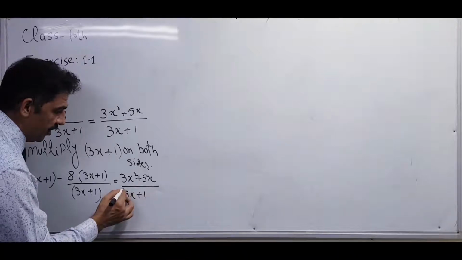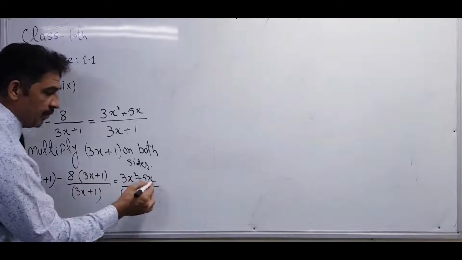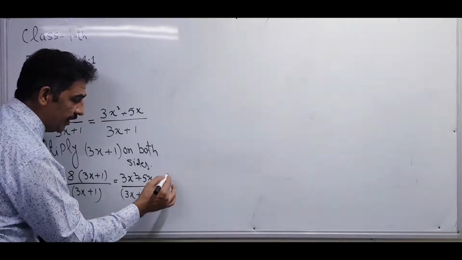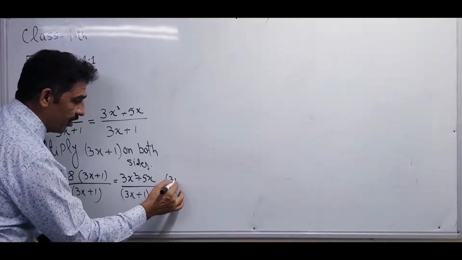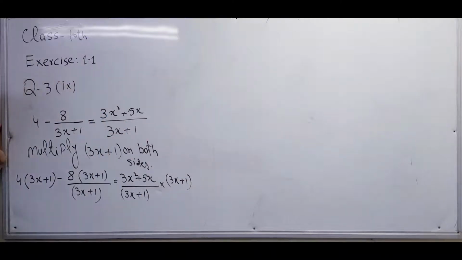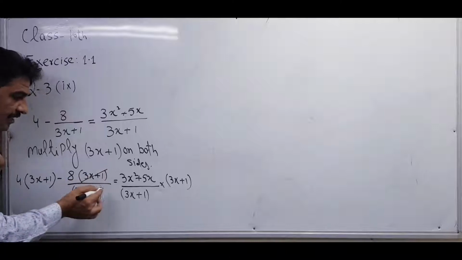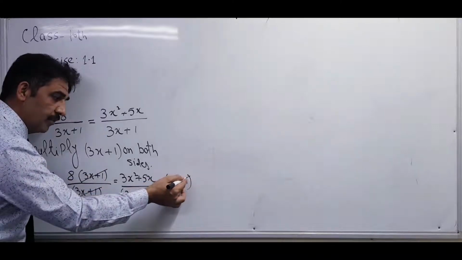3x plus 1. As I told you before, when there are two terms, you have to use the bracket. What you are multiplying, you are multiplying by 3x plus 1. Right? After that we will check whether the denominator is finished or not. 3x plus 1 fully cancels here.